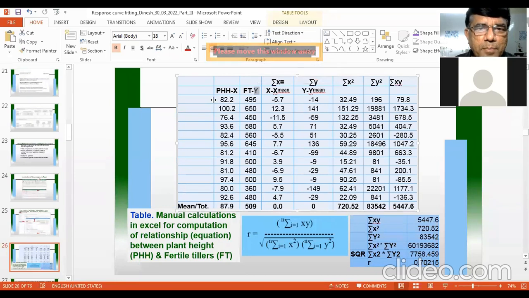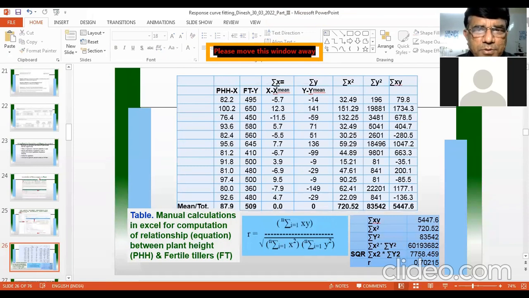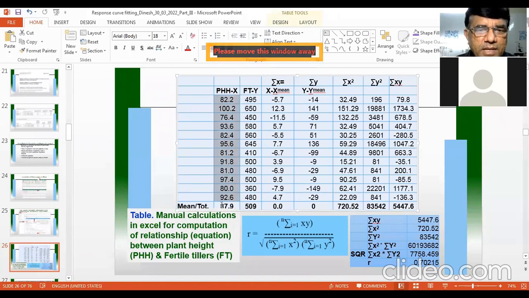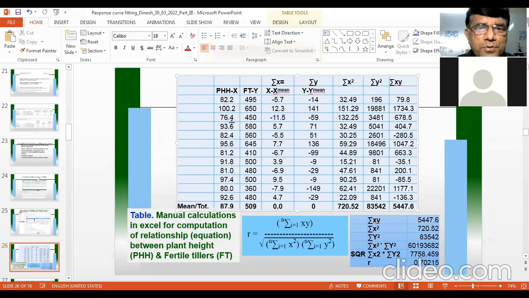Okay, so now you have pair data. There are 1, 2, 3, 4, 5, 6, 7, 8, 9, 10, 11, 12 pairs in total. First you need to take the deviation against the mean, X minus X bar. The mean of X is 87.9. You take this 87.9 and subtract it from 82.2, 100.2, so that you get these values. I think you understand it.